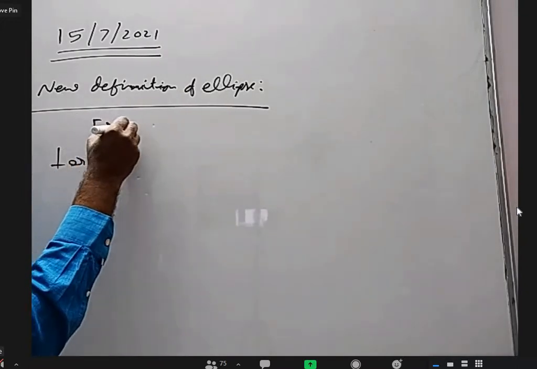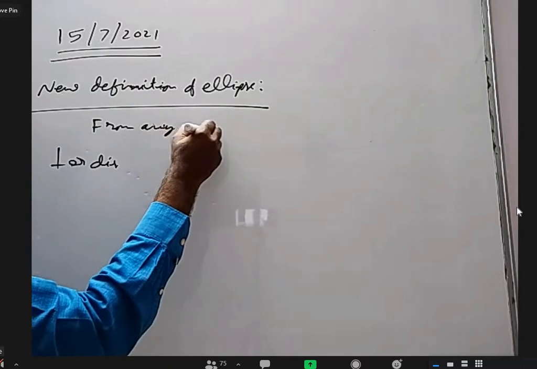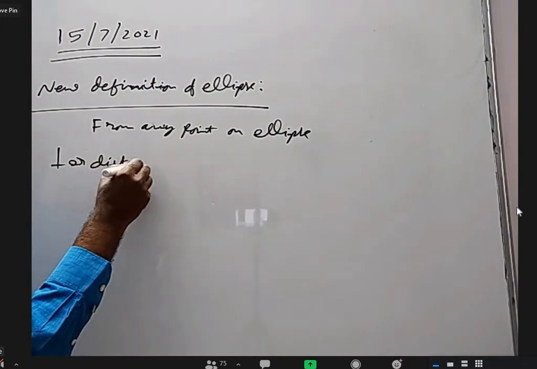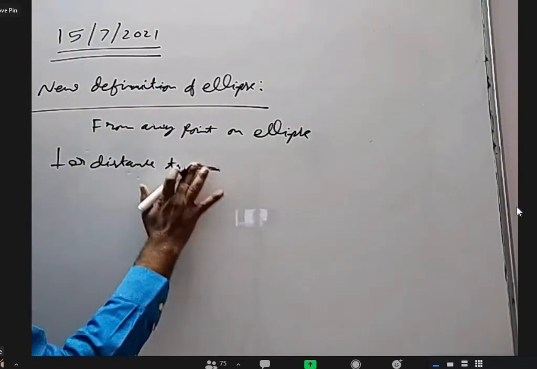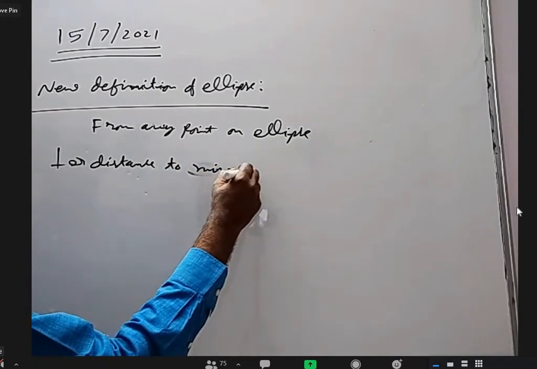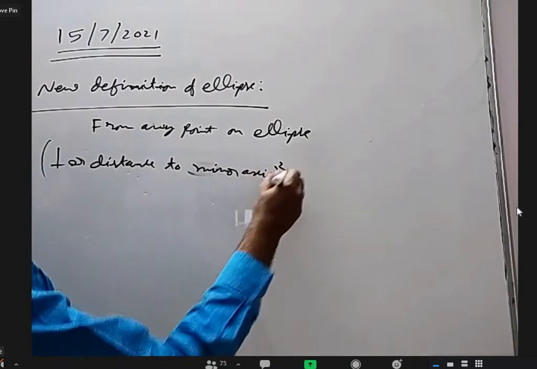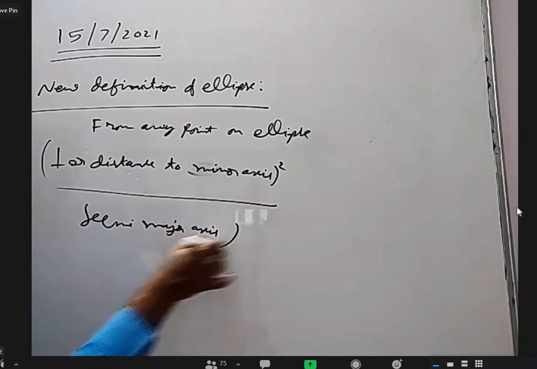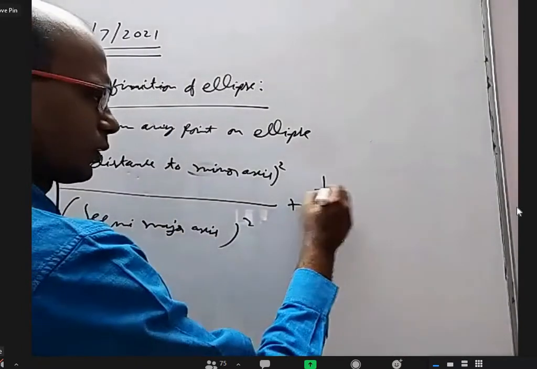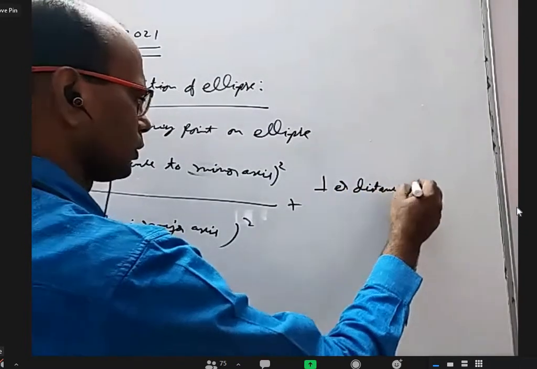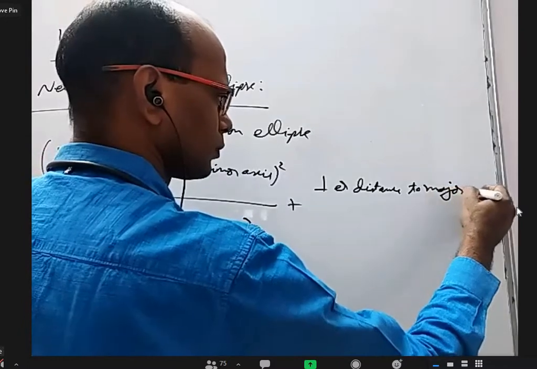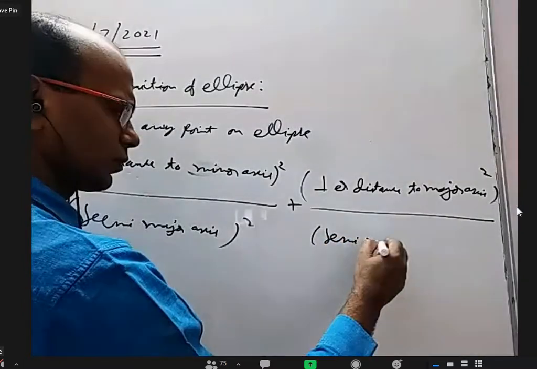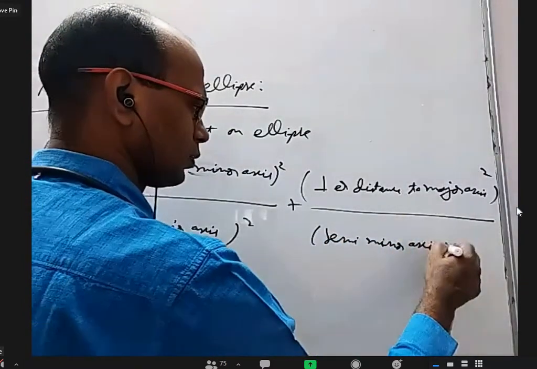So you can just write from any point on the ellipse: (perpendicular distance to the minor axis)² by (semi-major axis)² plus (perpendicular distance to the major axis)² by (semi-minor axis)² is equal to 1.